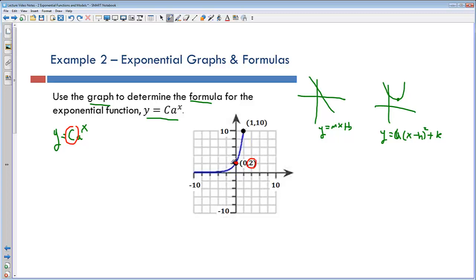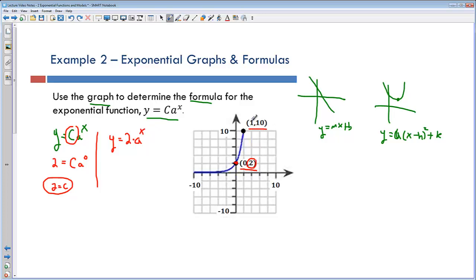So I can use my intuition, but I could also just use a coordinate pair, right? So this is just telling me if you plug in 0, you get out 2. So c times a to the 0 says you get out 2. And of course, a to the 0 is just 1. Anything to the 0 power is always 1, so you just get 2 equal to c. So there's one piece of information there, which tells me now that y is equal to 2 times a to the x.